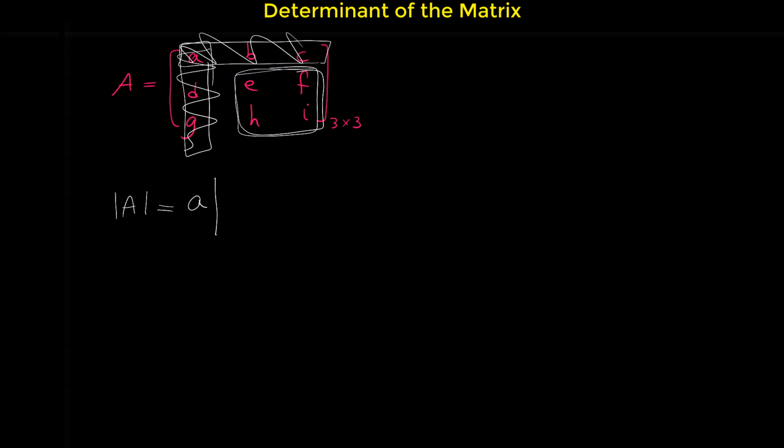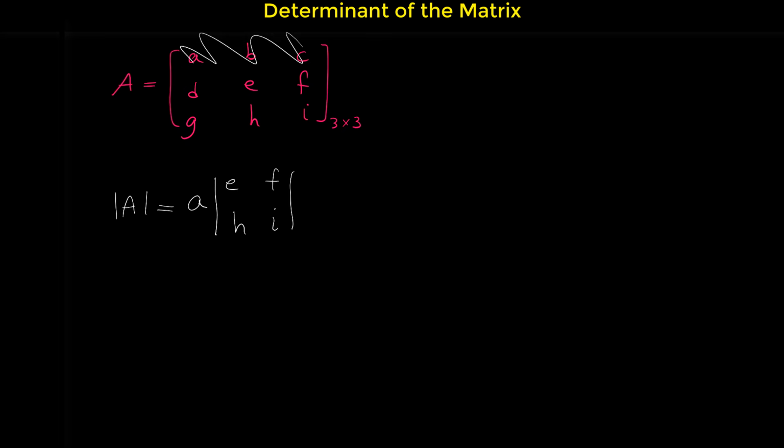So determinant, remember this means determinant, not a matrix. Determinant of E, F, H, and I. And we know how to calculate this. Simply E times I minus F times H. This is a 2 by 2 matrix. Then we are not done yet.